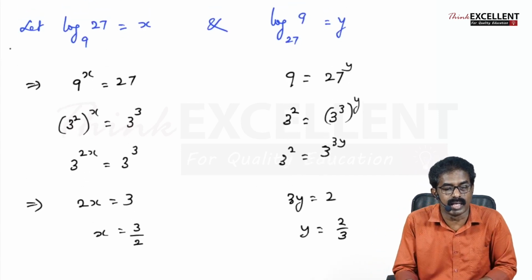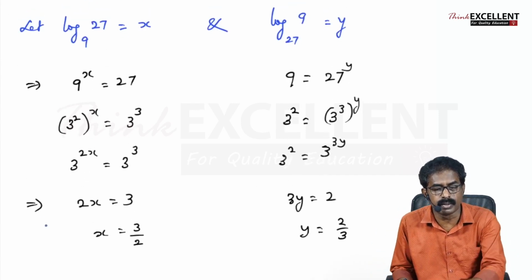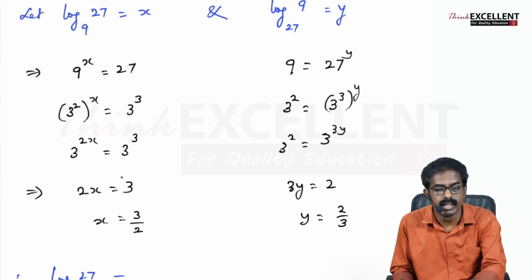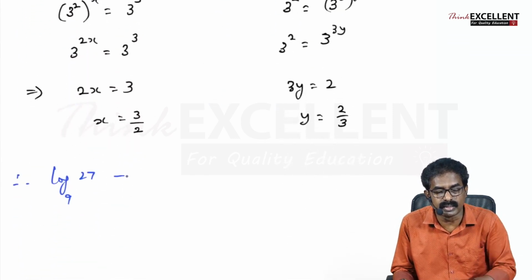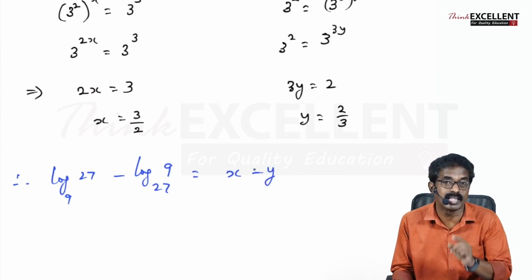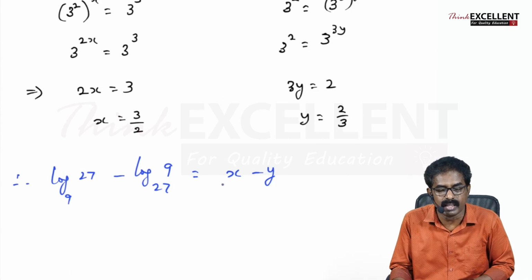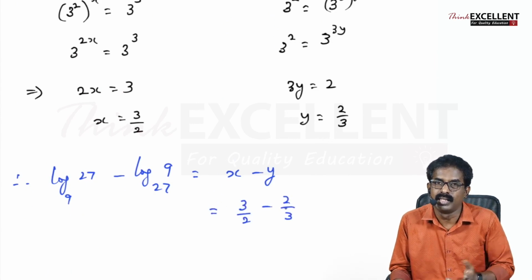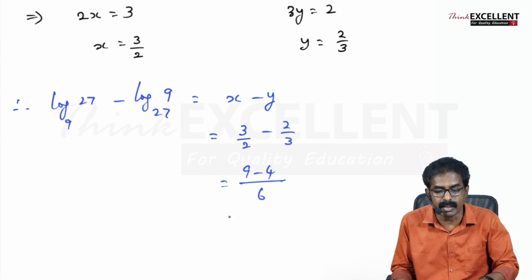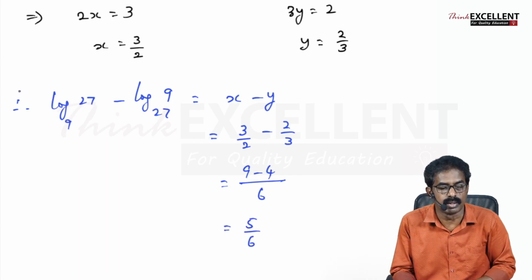Now you see the question. Therefore, we copy the question: log 27 to the base 9 minus log 9 to the base 27 is equal to just x minus y, because the first we have taken as x, the second one taken as y. Substitute the values: x value 3 by 2 minus y value 2 by 3. Very simple calculation. Take LCM, 2 3s are 6. So 3 3s are 9 minus 4. So what's your answer? 5 by 6. Okay, so this sum you can do in this way.